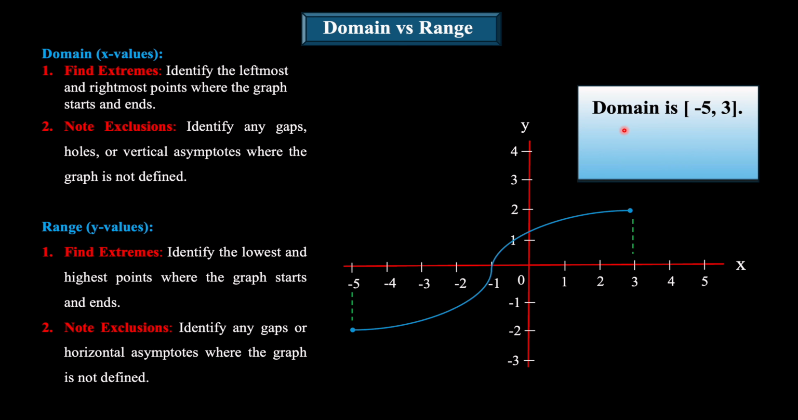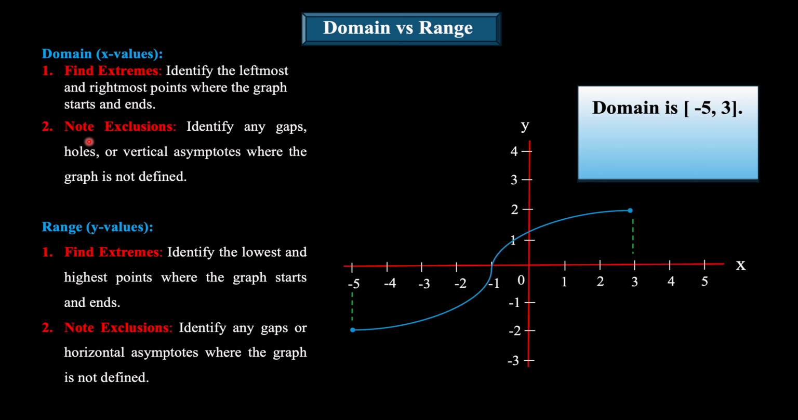So our domain is from -5 included until 3 included, meaning -4 included, -3, -2, -1. Instead of writing all those numbers, we say that our domain is from -5 until 3. Both of them are included. Why? Because here we have a filled point. This means that it is included.